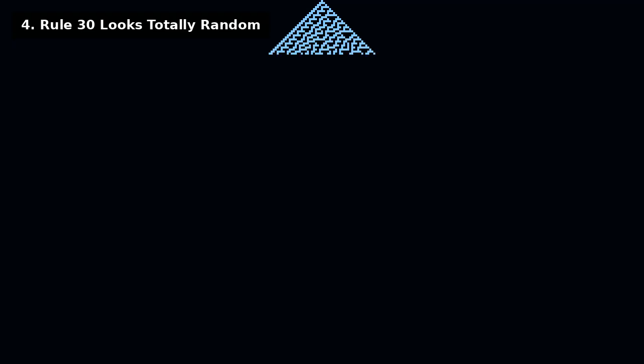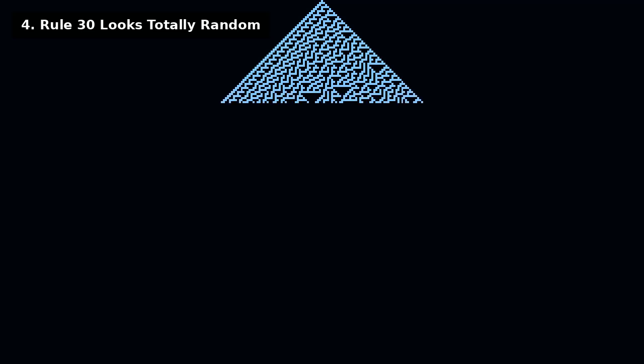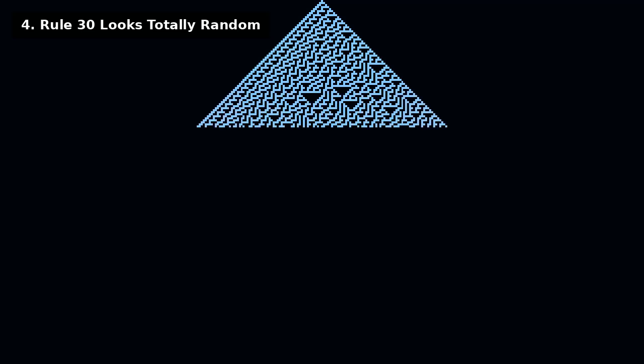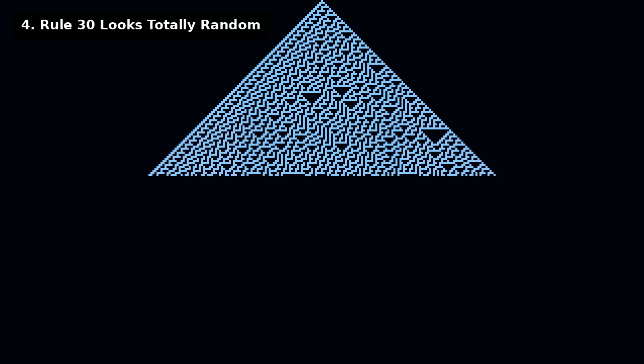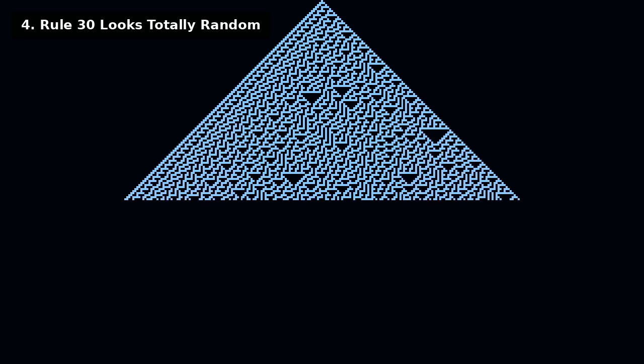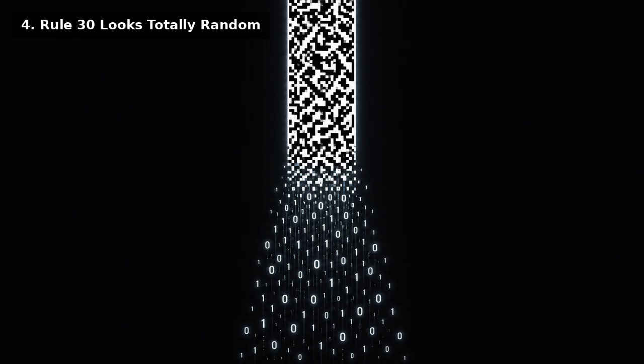Rule 30 starts from one black square too. But its pattern looks completely scrambled. There is no repeat and no clear order. It is random, with no randomness inside. The rule is fixed, and nothing is left to chance.